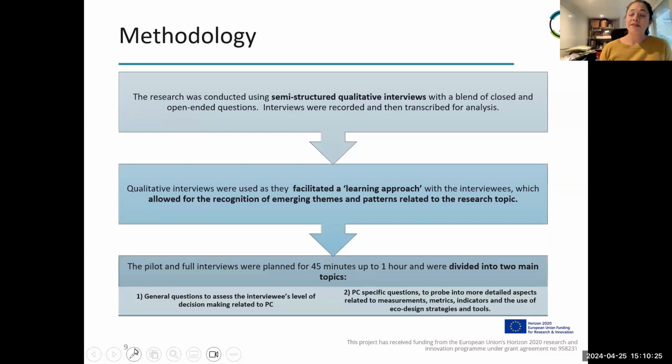interviews. This is a learning approach and allow for the definition of means to the questionnaire is divided into two topics. So first, we started with a series of questions that related to the interviewee's level of decision making related to product circularity. And this was followed by more product circularity specific questions to probe into more detailed elements related to the measurements, metrics, indicators, and the use of eco-design. As for interview strategy, next slide.